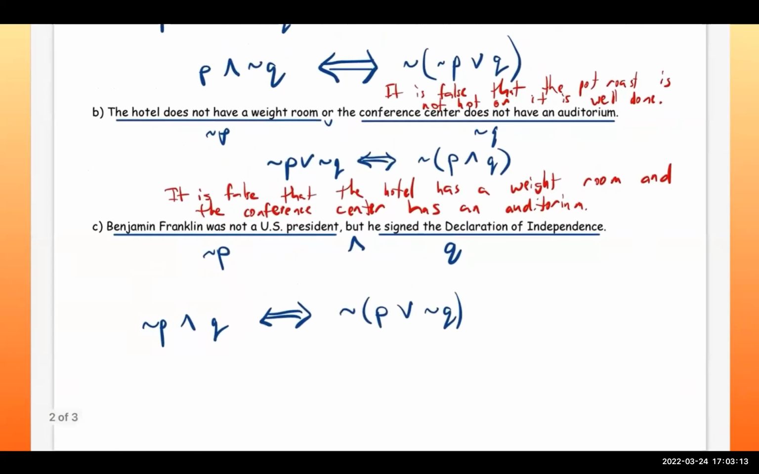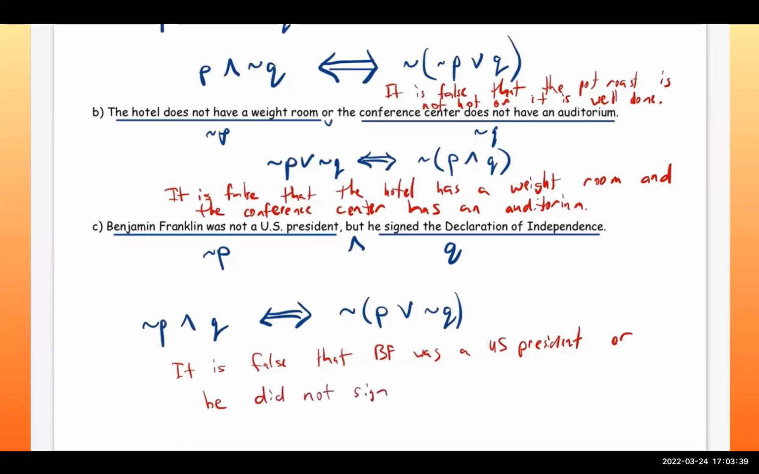It is false that Benjamin Franklin was a U.S. president, or he did not sign the Declaration of Independence. All right, so that's how you would write that out.